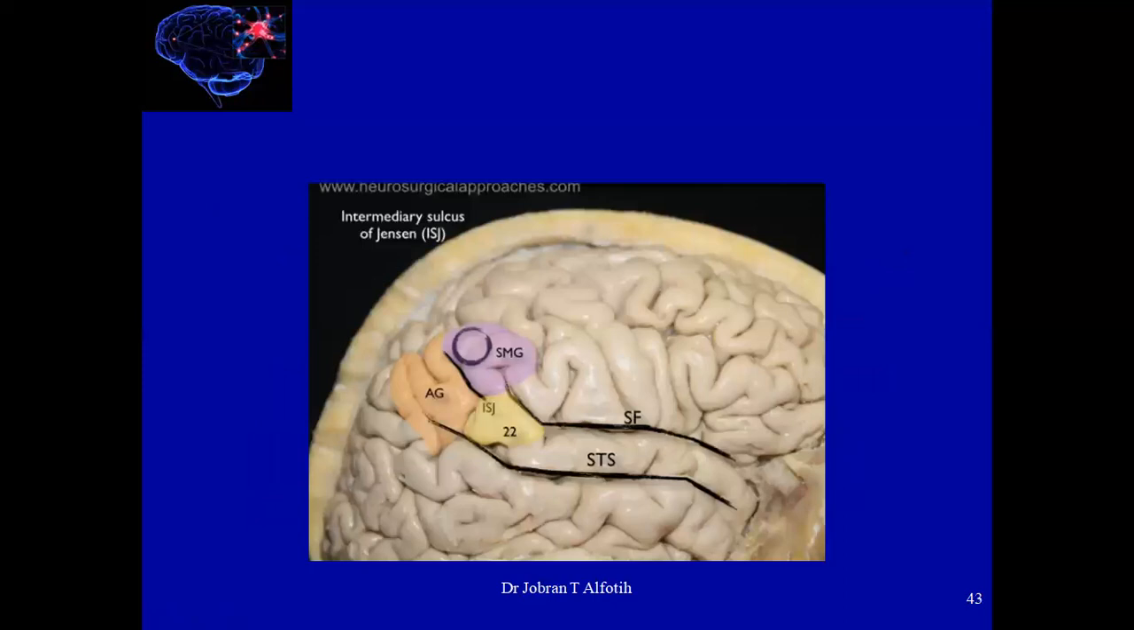As we see here, here is the sylvian fissure. The posterior part of the sylvian fissure stops at the supramarginal gyrus, whereas the superior temporal sulcus stops at the angular gyrus. Here is the inferior parietal lobule, and here is the Jensen sulcus, and this whole area is called the Wernicke area.